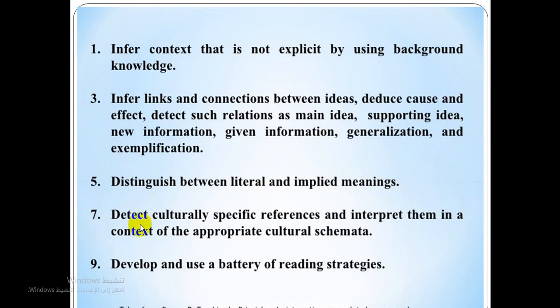English students should detect culturally specific references and interpret them in the context of the appropriate cultural schemata. They should develop and use a battery of reading strategies, such as scanning and skimming, guessing the meaning of words from context, and activating schemata for the interpretation of text.